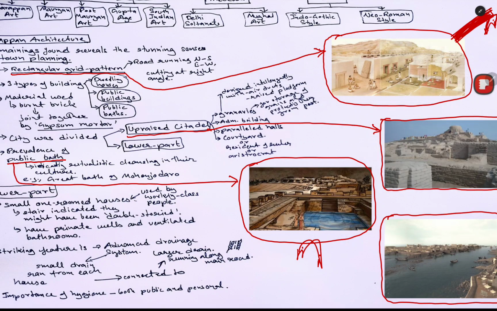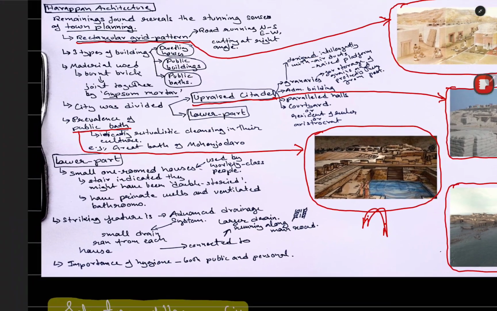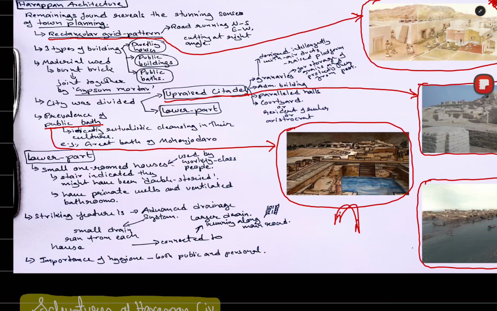The upper citadel was basically used for granaries, administrative buildings, a pillared hall, a courtyard, and the residences of the rulers or aristocrats. These granaries were very intelligently designed with an air duct system and raised platforms. They were used for the storage of grains and the protection of the grains from pests. This was a very revealing feature of the city at the Harappan excavation site.